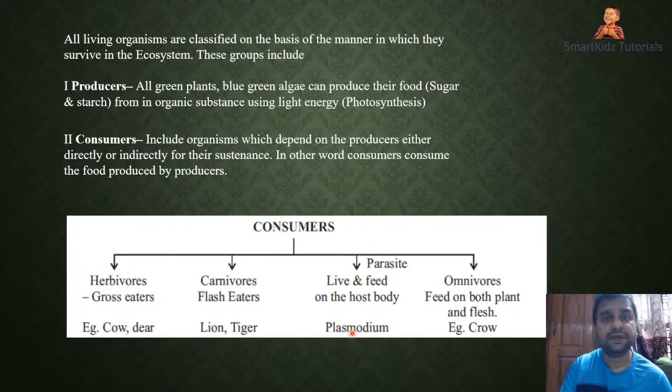Of course, the mosquito is a culprit in this, because it is only when it bites that the Plasmodium is transferred into us. There they multiply using our blood and lead to a condition called malaria or dengue also.